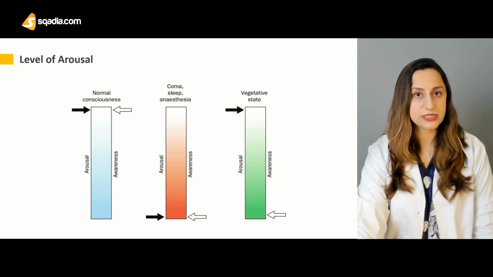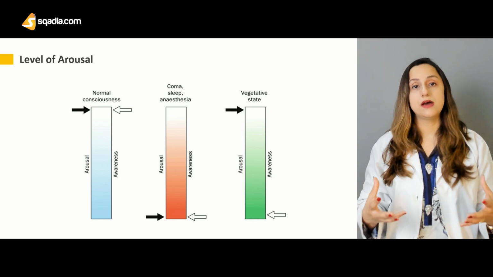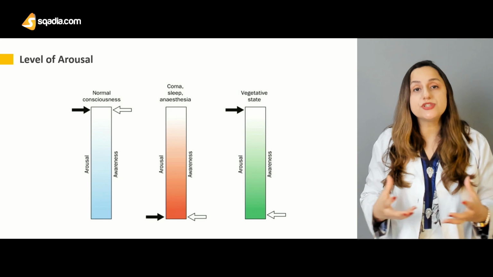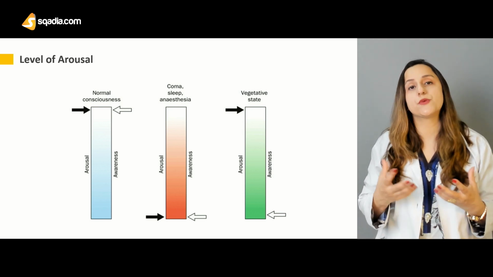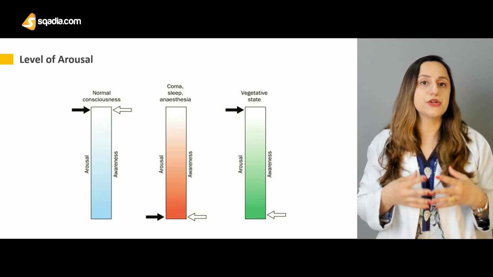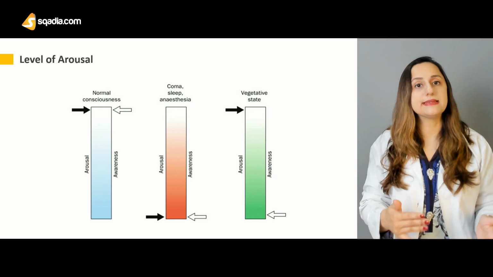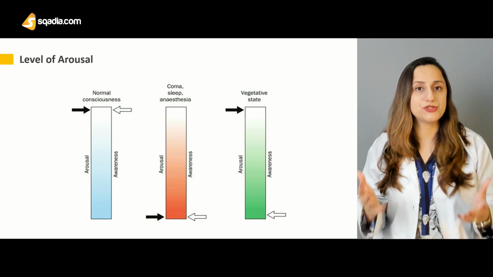Patients who are in a vegetative state are aroused but they're not aware of their surroundings. The cortical regions are usually affected in patients suffering from vegetative conditions. So you'd be looking for the levels of arousal in the individual that are indicative of the underlying pathology as well.